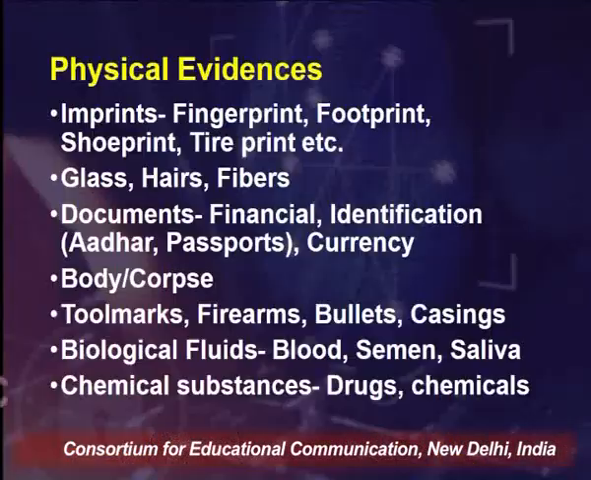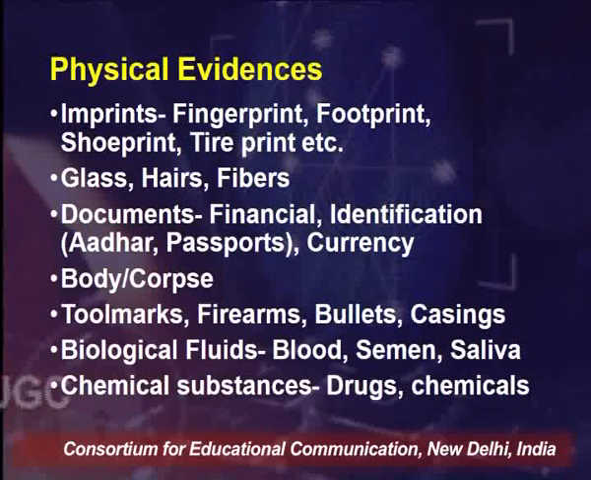Physical evidences include imprints, which could be fingerprint, footprint, shoe print, tire print, etc. Fingerprint could be latent print or the visible print. The prints which are not visible to the naked eye are the latent fingerprint, and the prints which are visible to the naked eye are the visible prints.